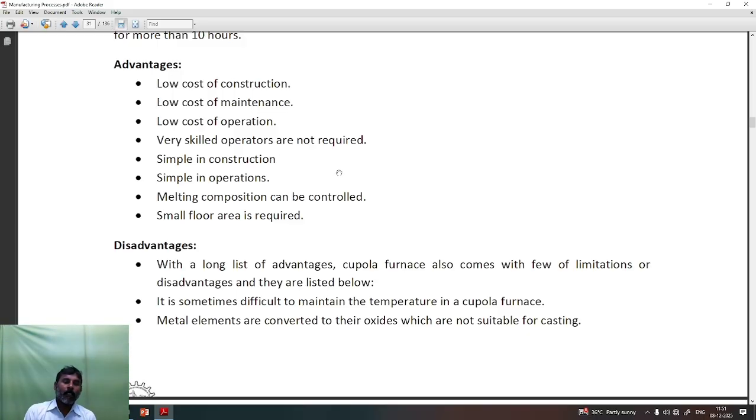Disadvantages: along with a long list of advantages, the cupola furnace also comes with a few limitations or disadvantages, and they are listed below. It is sometimes difficult to maintain the temperature in the cupola furnace. Metal elements are converted to their oxides, which are not suitable for casting.